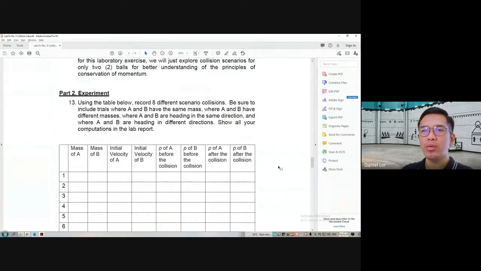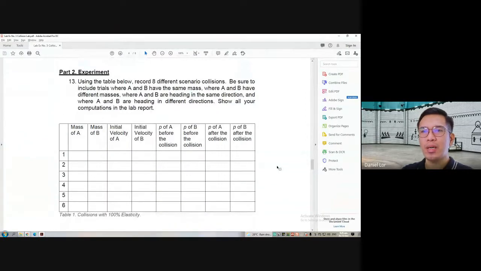For part 2, experiment. So using the table below, record 8 different collision scenarios. But be sure to include trials where A and B have the same mass, where A and B have different masses, where A and B are heading in the same direction, and where A and B are heading in different directions. Show all your computations in your lab report.